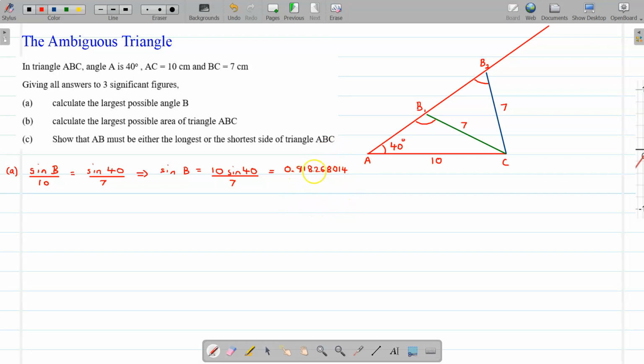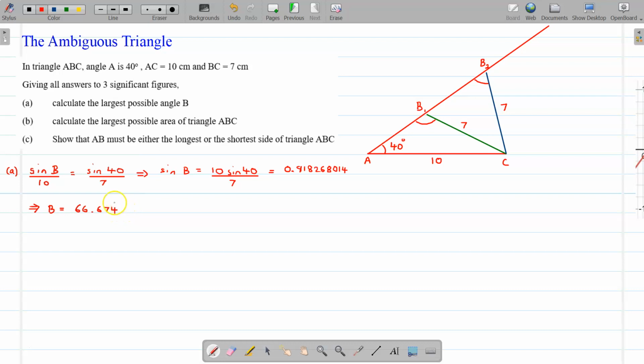Now, that's the sine of the angle. That's not the actual angle. Now, if I put inverse sine of that, it gives me the angle B, so I'm putting in the calculator shift sine of that number, or shift sine answer, and it's giving me 66.674 degrees, to 5 significant figures, or 3 decimal places.